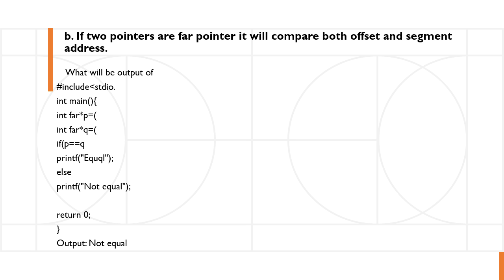If two pointers are far pointers, it will compare both the offset and the segment address, not just the offset. It will compare even the segment. With near pointers, it just goes with the offset, but with far pointers, it goes with both the offset as well as the segment address. The segment address in this case is 0x0a000 and 0x0a211, which is not equal. Hence it says not equal.